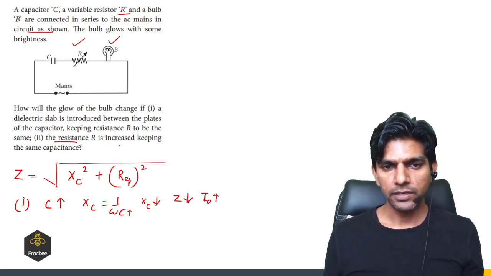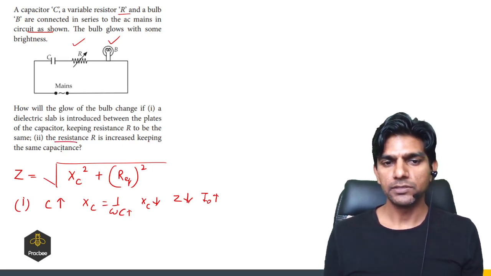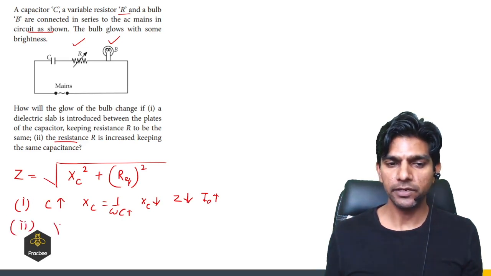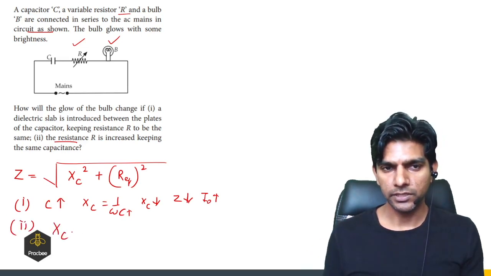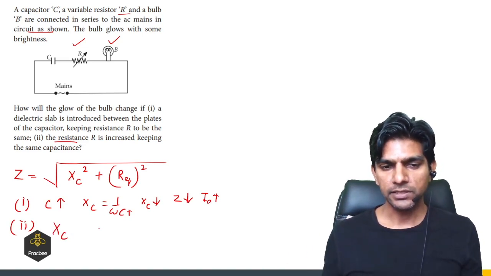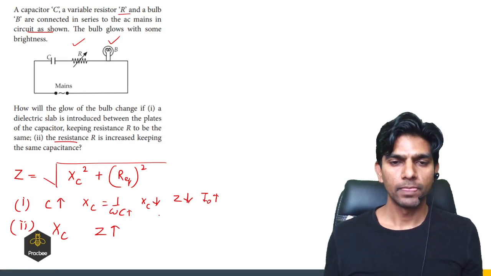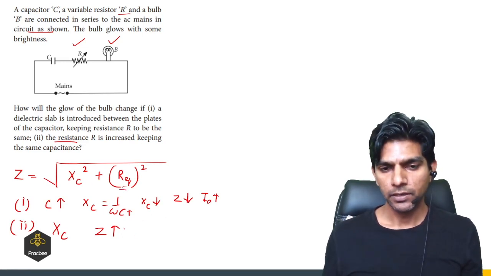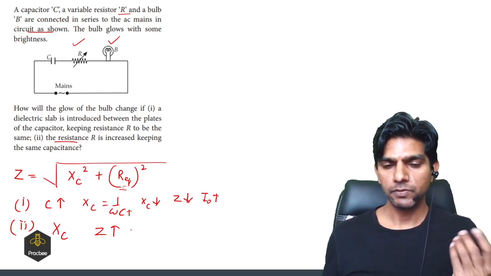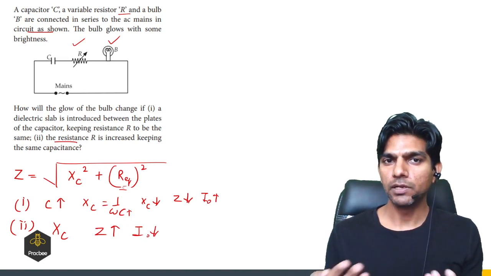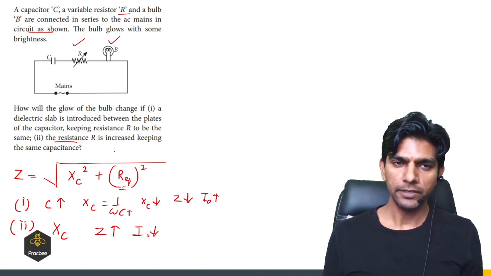The resistance R is increased keeping the same capacitance. So we are not changing the capacitance. In the second part, if capacitance is not changed, it means XC is constant. If XC is constant and the resistance is increasing, we can say impedance will increase, right? Because impedance depends upon the resistance. So if R is increasing, impedance will increase. If impedance is increasing, current will decrease, right? So in this case, if current is decreasing, the brightness of the bulb will decrease, right?